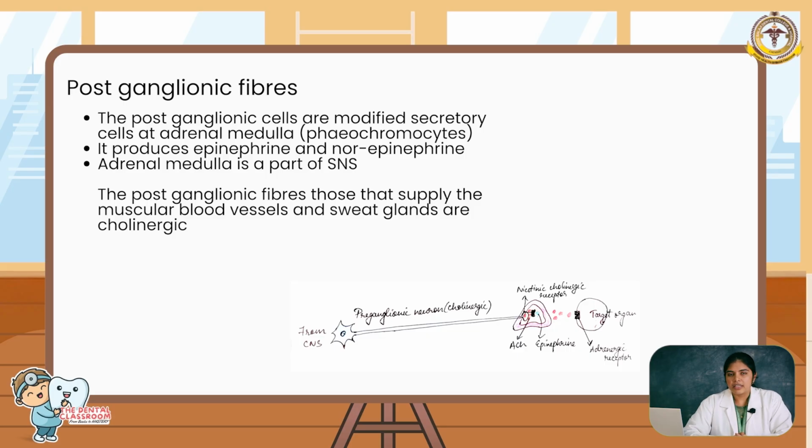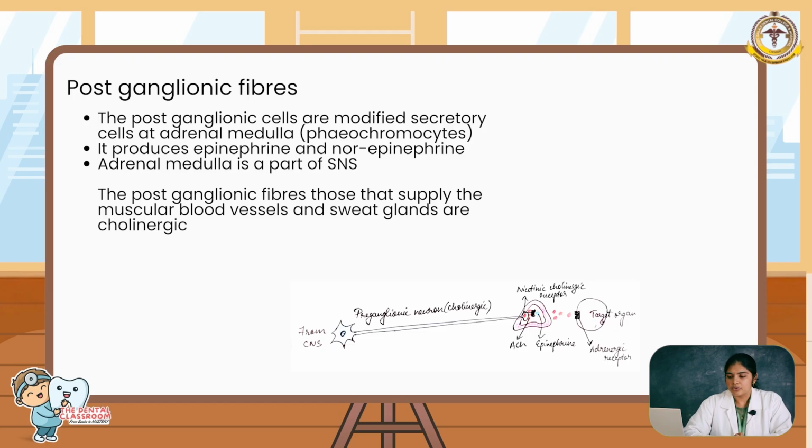There is an exception in the adrenal medulla, where the postganglionic fibers are converted into pheochromocytes. So here they release epinephrine and norepinephrine. So the adrenal medulla is also a part of the sympathetic nervous system. The postganglionic fibers that supply the muscular blood vessels and sweat glands are cholinergic.